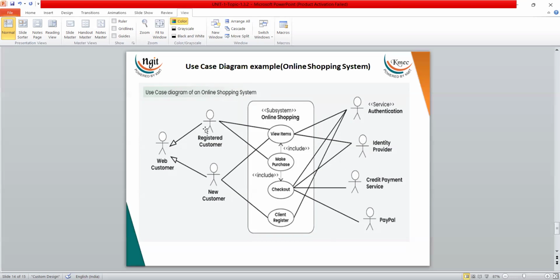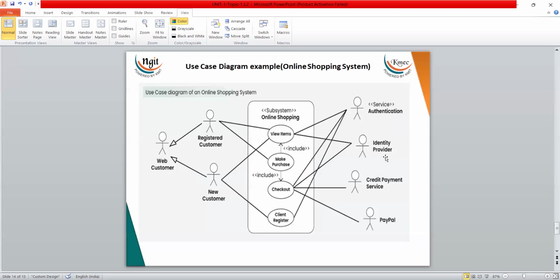If you take this example of online shopping, these are the various types of customers: the registered customer, web customer, and new customer. All these are the various types of customer actors, and based on their priority, they interact with the use cases involved in the system. In the system, we have view item, purchasing, checkout, and client registration. All these are the various use cases. Depending upon these actors, they interact and have a relation between the use cases and actors.